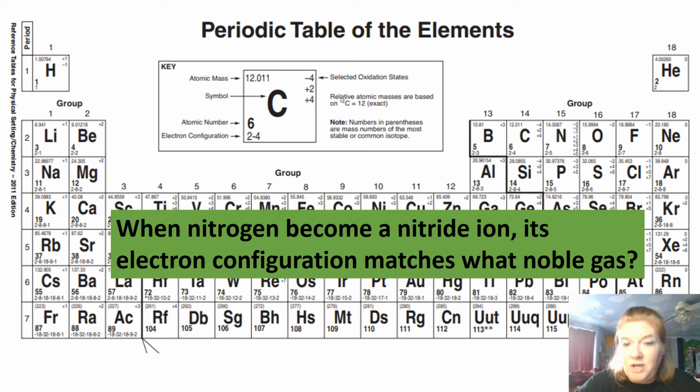So when nitrogen becomes a nitride ion, its electron configuration matches what noble gas? Well, here's nitrogen. Its oxidation state is -3. That means it gains 3 electrons. So it started with 7, it gains 3, it ends up with 10. So its electron configuration for the ion matches neon.